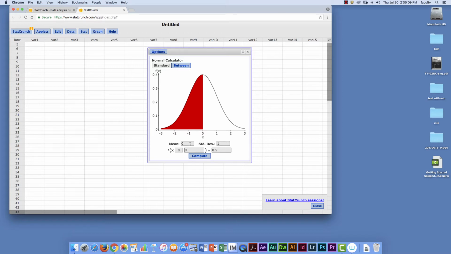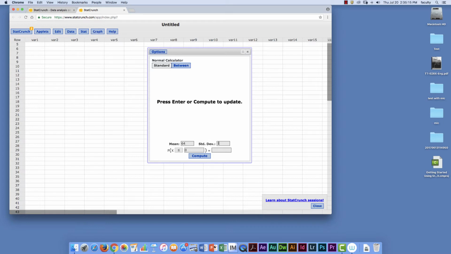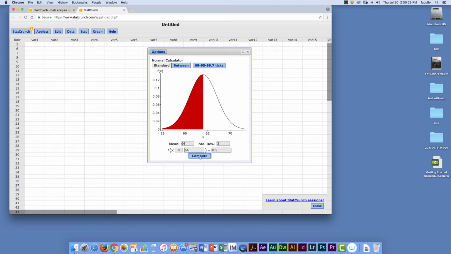So I'm going to set up a distribution corresponding to the heights of women. The heights of women have a normal distribution. The mean is about 64 inches, and the standard deviation is about 3 inches. And so let's take a look at that distribution.